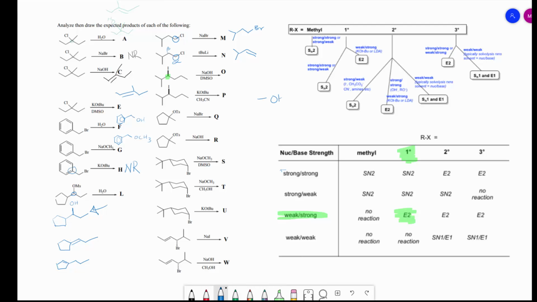Now, sodium hydroxide is one of those strong strongs, and because we are given that solvent, we need to pay extra close attention. Although it is a strong nucleophile, what happens in DMSO? Well, DMSO is an aprotic solvent. Remember, an aprotic solvent will enhance nucleophilicity. It will dampen basicity. So, because we dampen basicity, we're actually looking at a strong nucleophile, weak base scenario with this secondary alkyl halide. So we're looking at an SN2 reaction here.